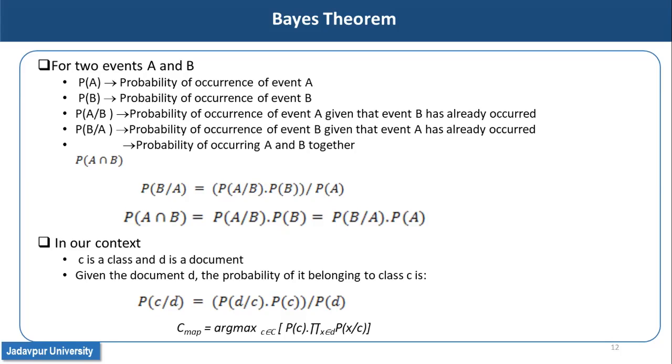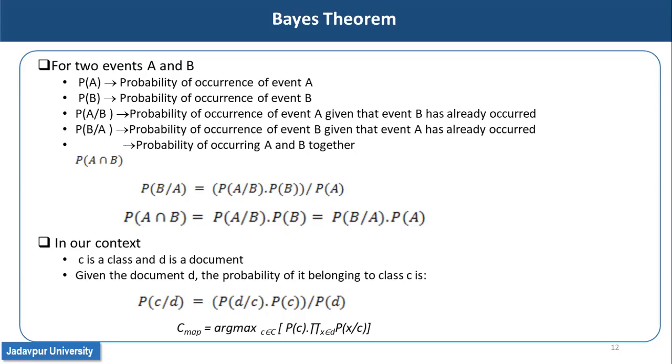In the context of naive Bayes classification, as I mentioned, D is a document and C is a class or the label of the document, and given the document D, the probability of it belonging to class C is calculated using Bayes theorem. Now this is done for each class, for example, if there is a set of classes, there can be 10 classes.